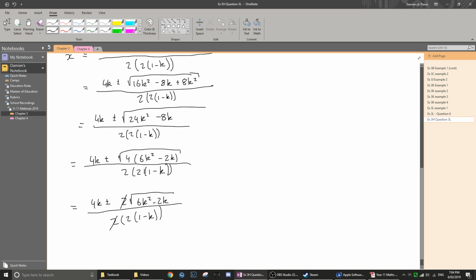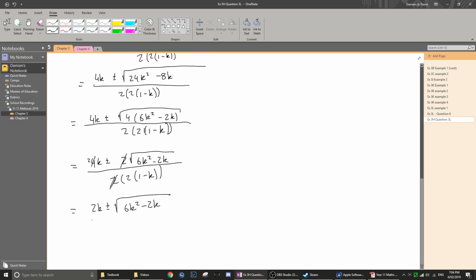And then we can do this simplification with at least the 2. So 2's gone, 2's gone, and that's going to turn to a 2. So our final solution is 2k plus or minus the square root of 6k squared minus 2k, all over 2(1 minus k). And that's it. It doesn't look very neat, it's still quite a large expression, but that's as far as we can go.